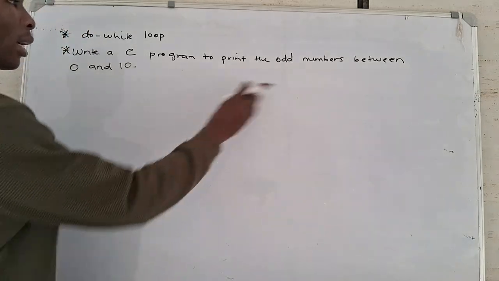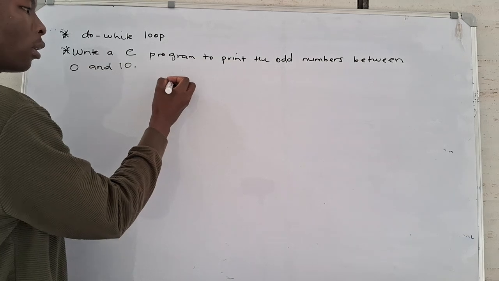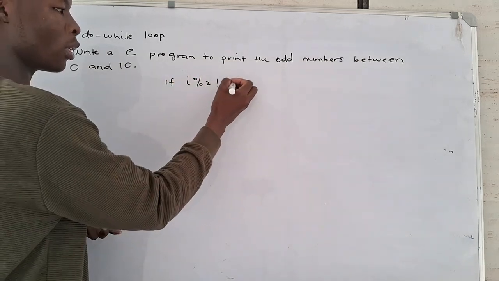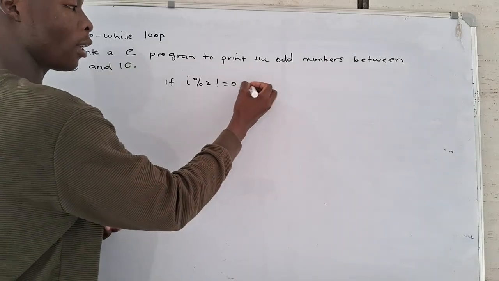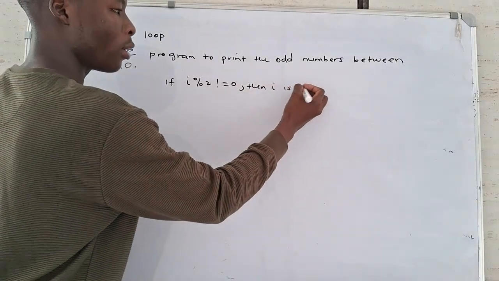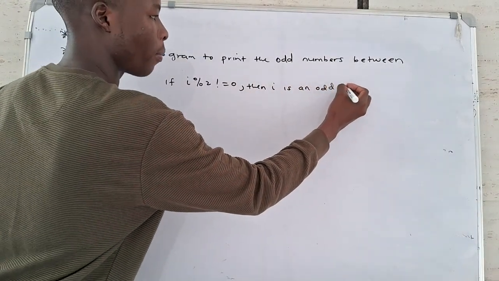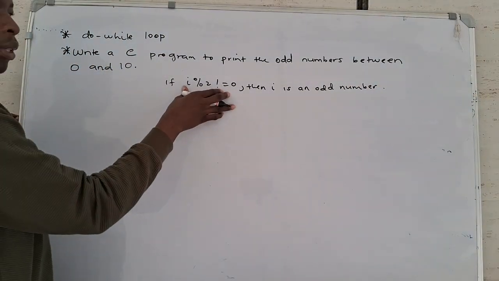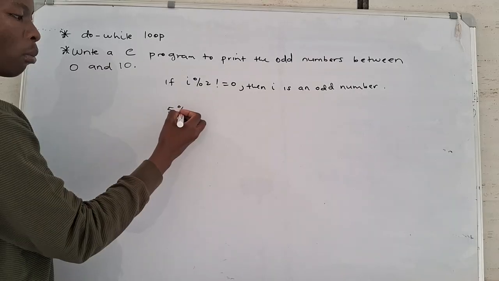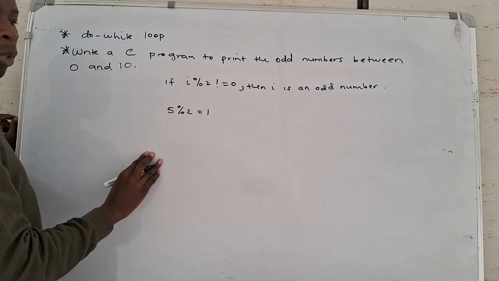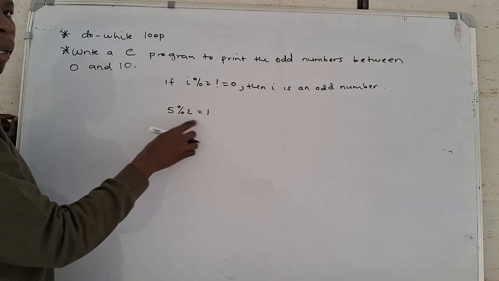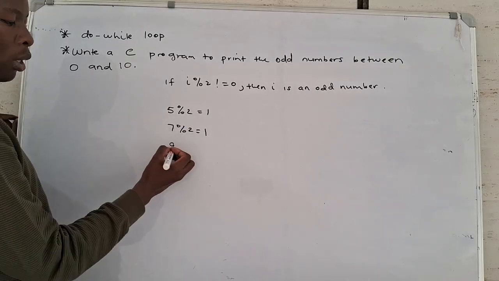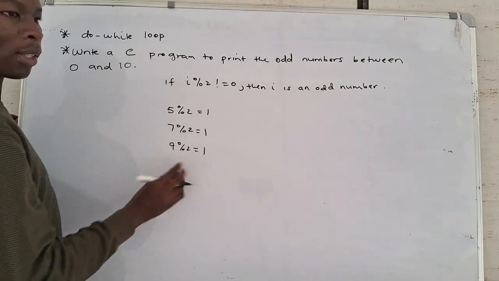So what are odd numbers? If I modulo 2 is not equal to 0, then I is an odd number. What is the meaning of this? 5 modulo 2, what is the answer? It is 1. 7 modulo 2, the answer is also 1. 9 modulo 2, the answer is equal to 1.